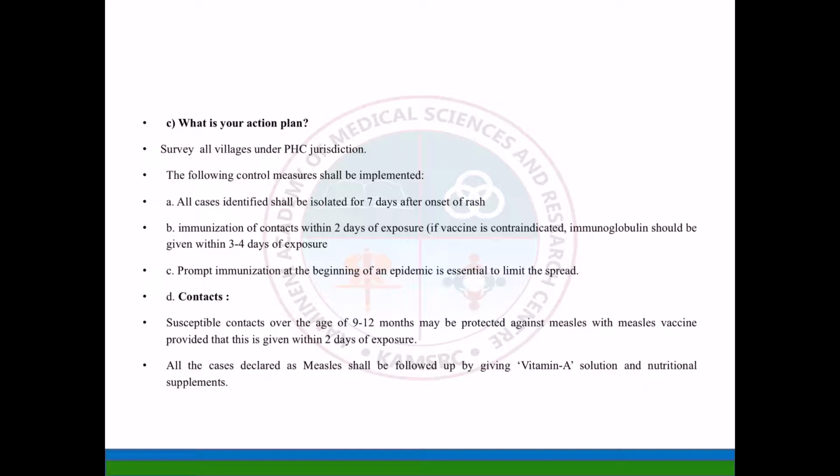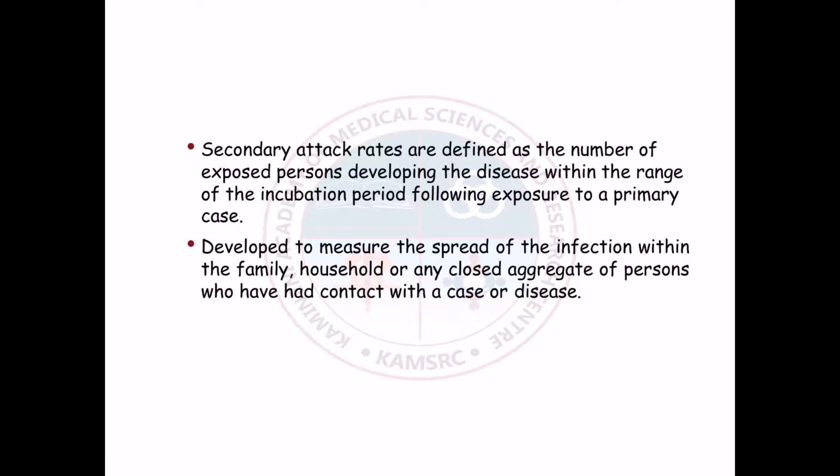Next, prompt immunization at the beginning of an epidemic is essential to limit the spread. So coming to the contacts, susceptible contacts over the age of 9 to 12 months may be protected against measles with measles vaccine, provided that it is given within 2 days of exposure. All the cases declared as measles shall be followed up by giving vitamin A solution and nutritional supplements. So in addition to the vaccine, we are also giving vitamin A solution and nutritional supplements.